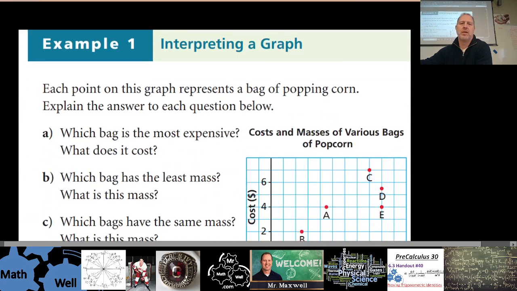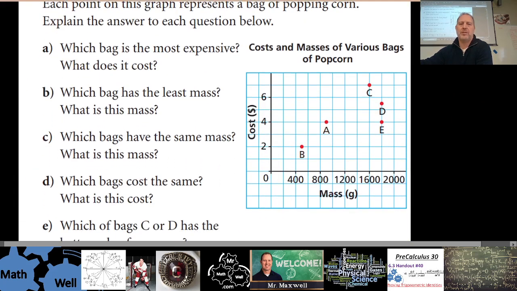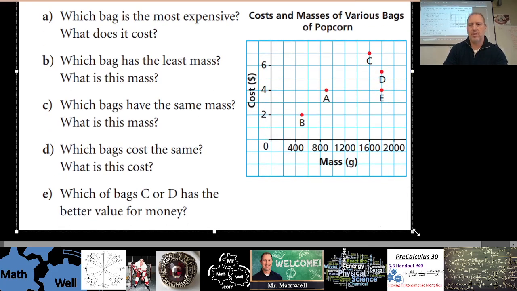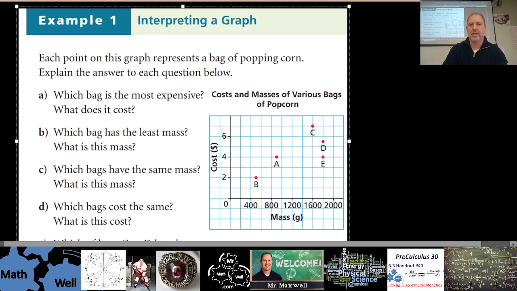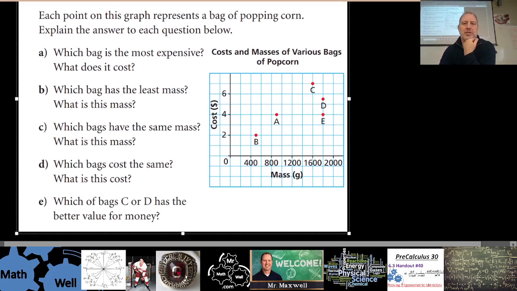All right. Let's do example 1 from the textbook here. So this is a bit large. I'm going to try and get it all on one screen for you. Each point on this graph represents a bag of popping corn. Explain the answer to each question below. So the title is Cost and Masses of Various Bags of Popcorn.